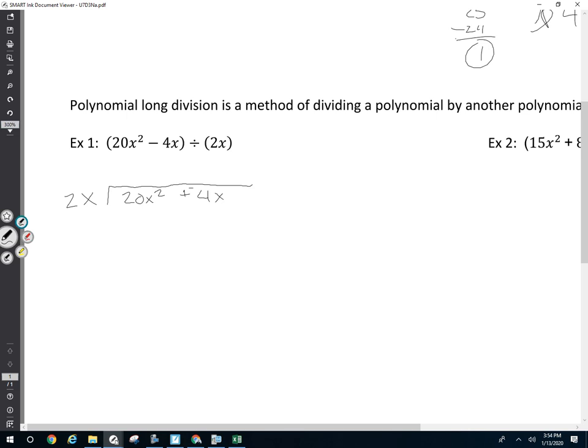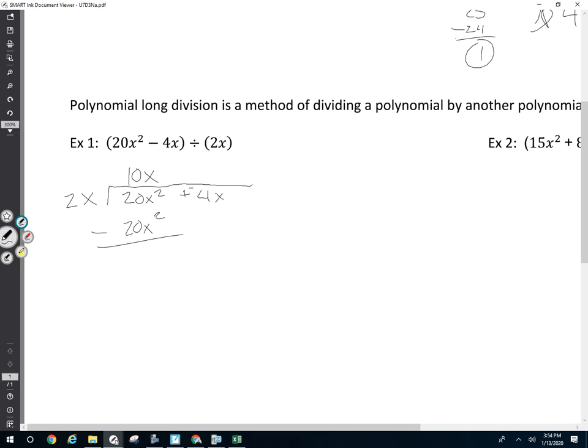Do we think 10? No. Close. 10x. 2x goes into 20x squared 10x times. So I'm going to write 10x there. And then I'm going to multiply the two together. 2x times 10x is 20x squared. And then I'm going to subtract.